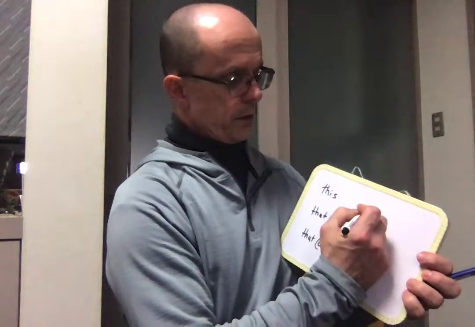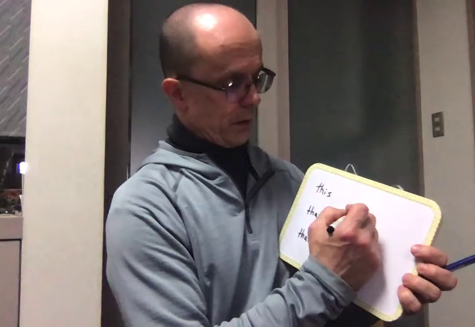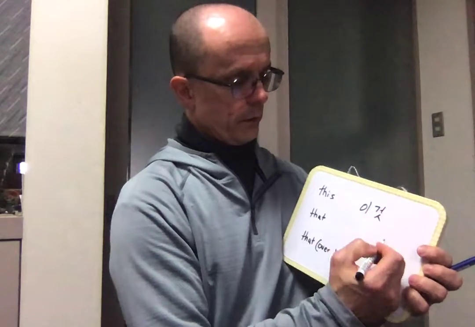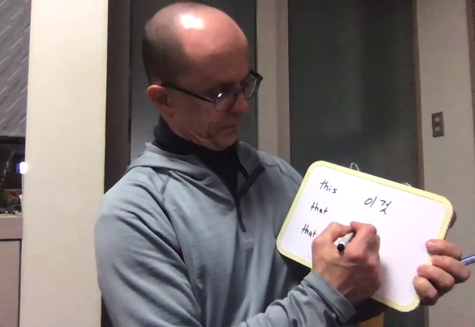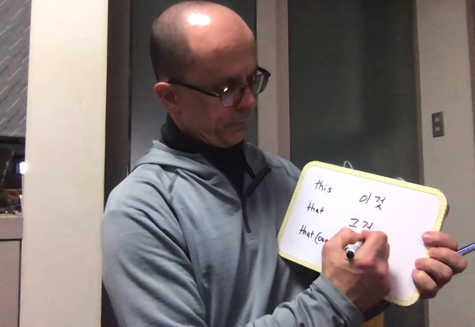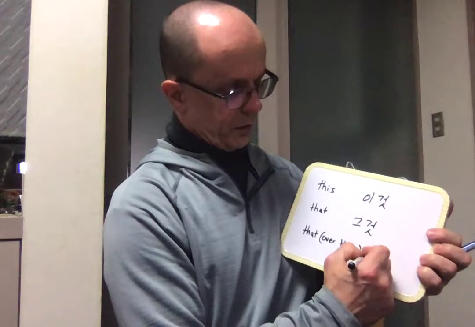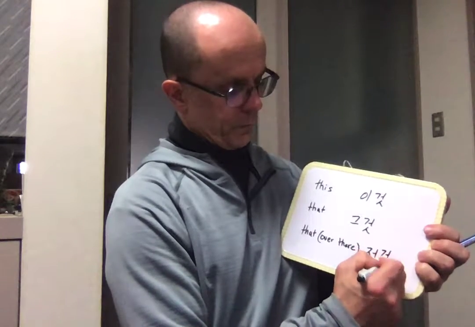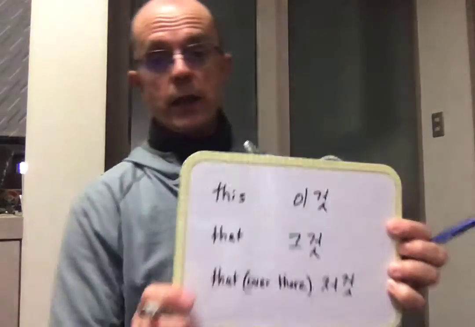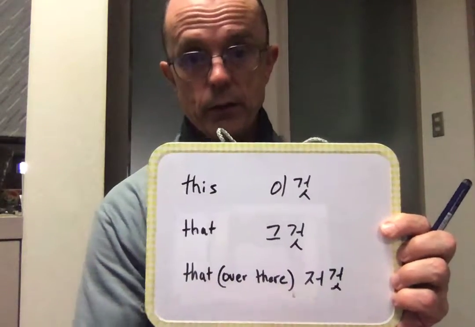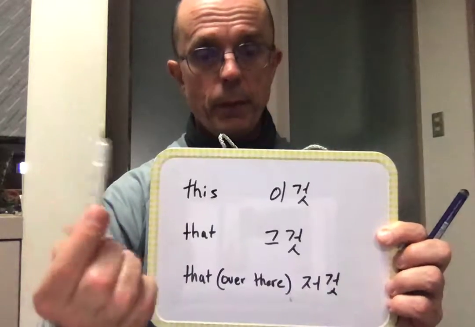So for this, as this thing, right? So we have 이것, right? 이것, 그것, and 저것. All right, so really simple, right? So we have 이것, 그것, 저것.